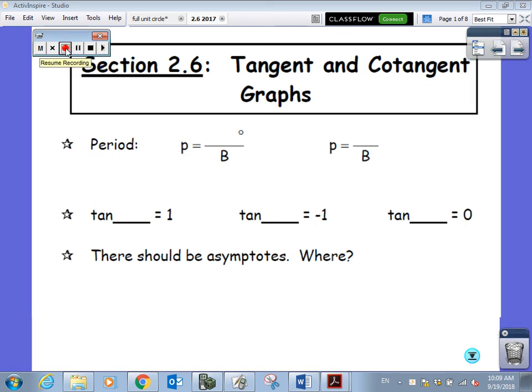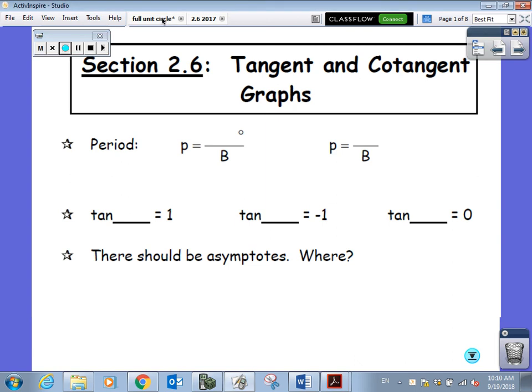Tangent. Just like sine, cosine, secant, cosecant, there's going to be a pattern. You don't have to remember the pattern. You can always plug the values in. But if you remember the pattern, it's the same thing over and over again. It just gets shifted left, right, up, down. All right. The other thing about tangent and cotangent is the period is a little bit different.